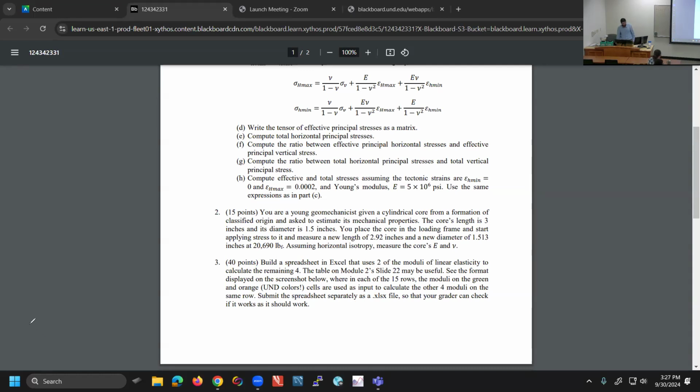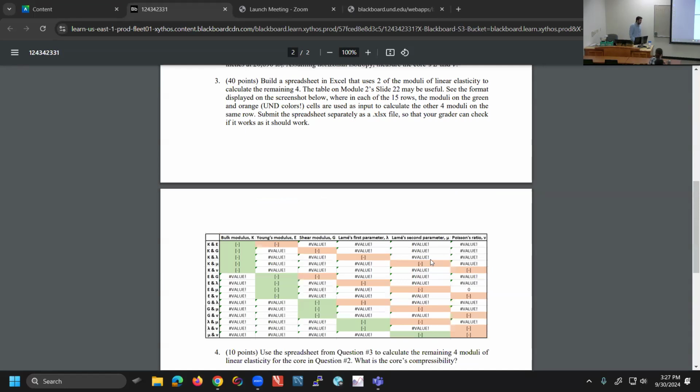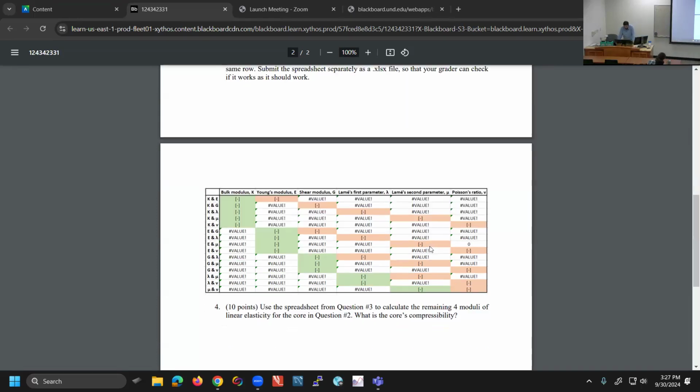And basically, you're gonna build this. You're gonna be putting in the green and orange the values, and it's gonna be giving you everything else on the white. And it's gonna be very useful for the future, regardless if you get a career in geomechanics or elsewhere. Question number 4 for 10 points. Use the spreadsheet from question 3 to calculate the remaining 4 moduli of linear elasticity for the core of question 2. What is the core's compressibility?